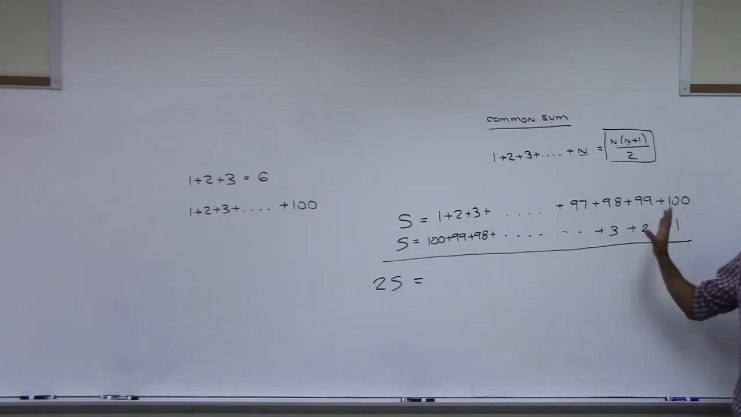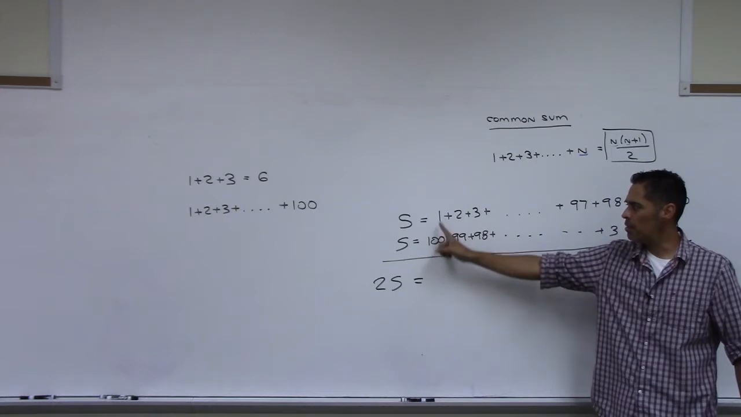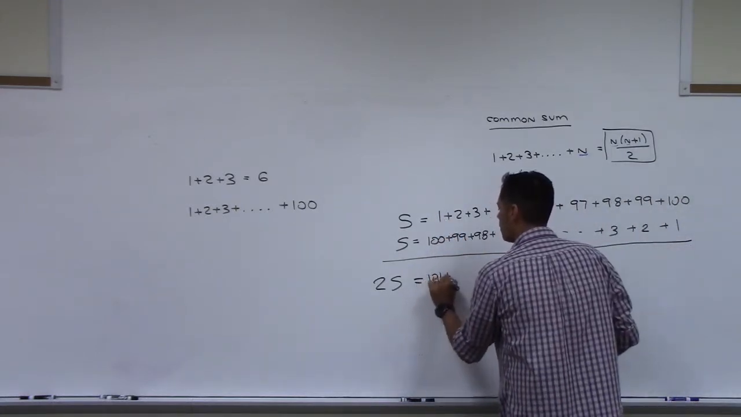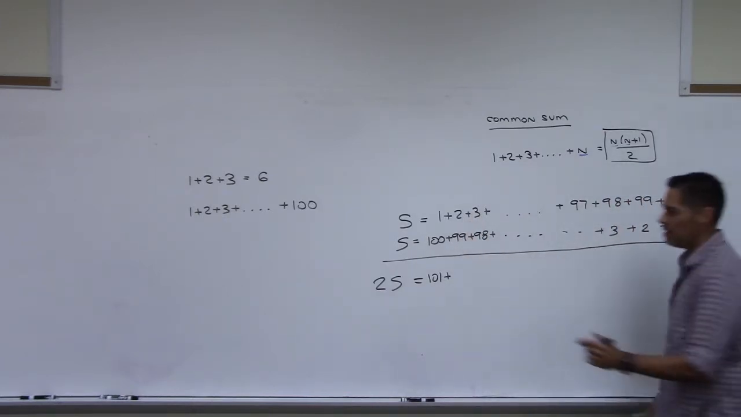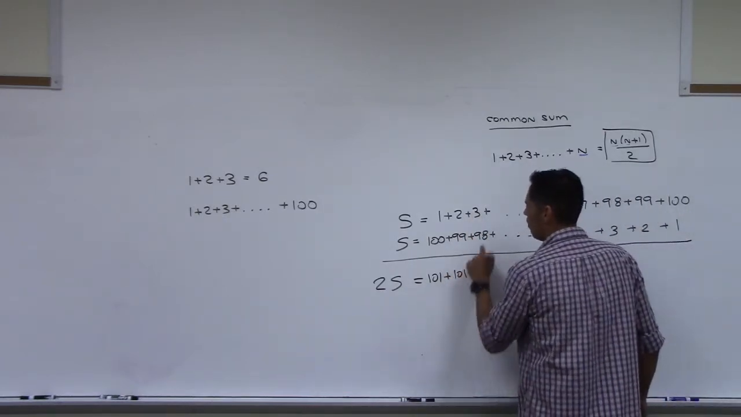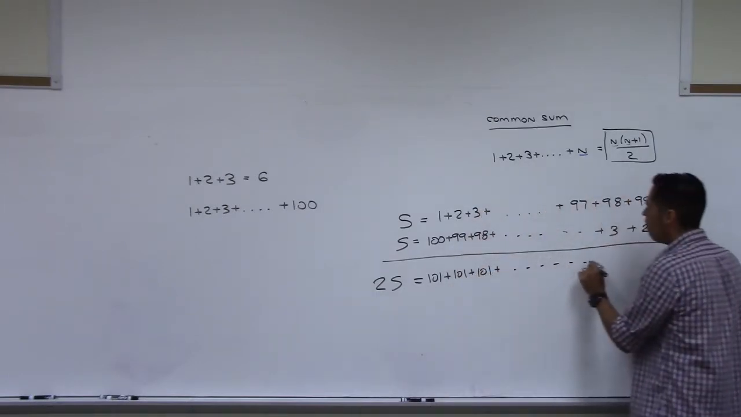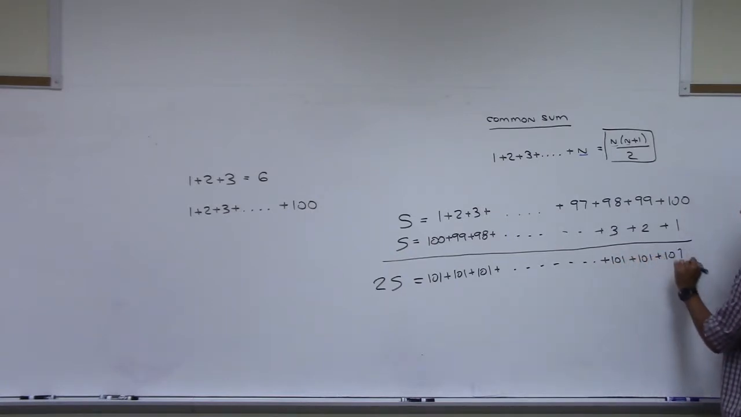But look at what happens. Just add straight down. What happens here? What do you get? 101. Plus, what's the next one? 101. What's the next one? 101. And every single one of these, all the way down, is 101. Right? All of them. How many of them are there?